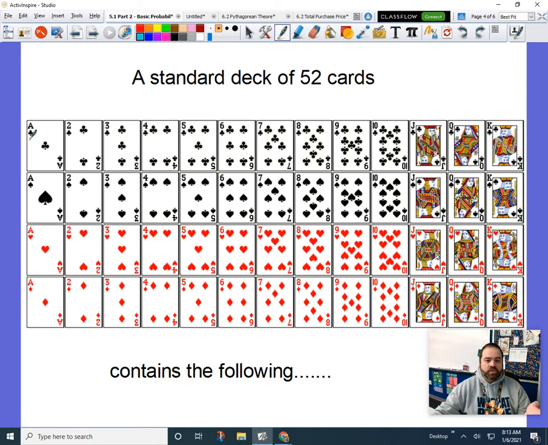There's 4 different suits: clubs, spades, hearts, diamonds. There's 2 different colors, black and red. These guys over here, the Jack, Queen, and King, are called face cards because they literally have a face on them. There's 3 in each suit, 4 suits. There's a total of 12. I realize I'm saying all this fast, but again, you've got the picture right there.